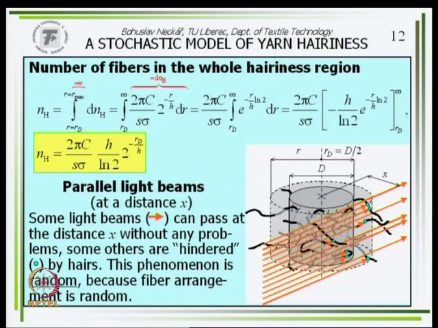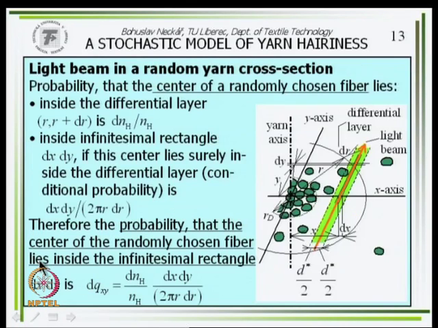Another, for example, this light beam here, is hindered through fibers, through hairs, which are on the yarn surface, isn't it? Symbolically, there are these light blue points in our picture. The fiber arrangement is random, of course.